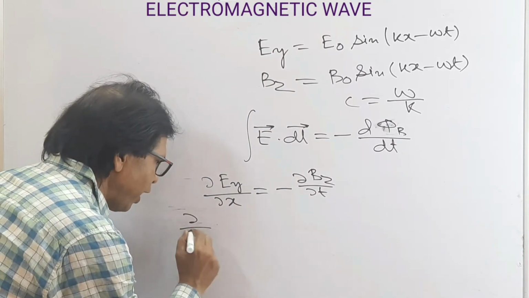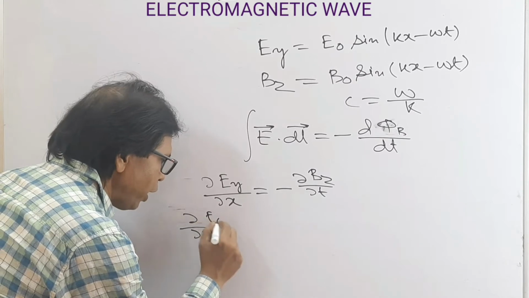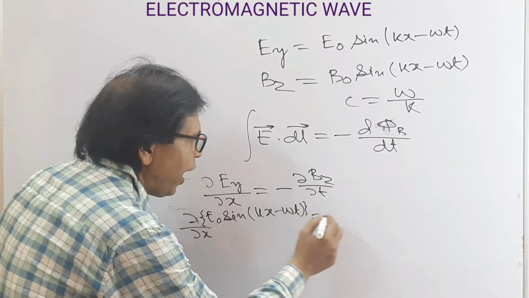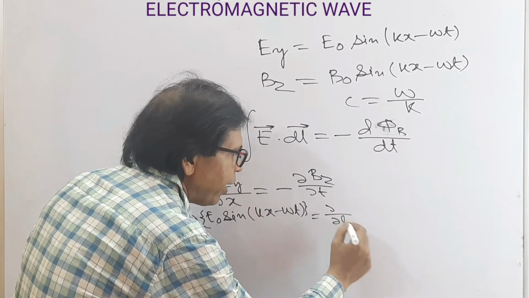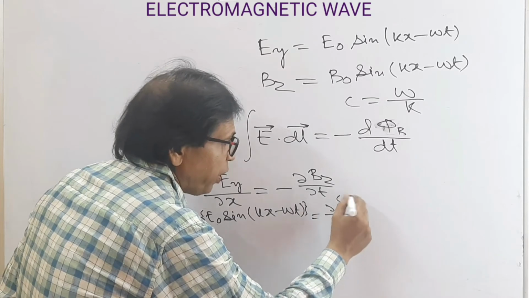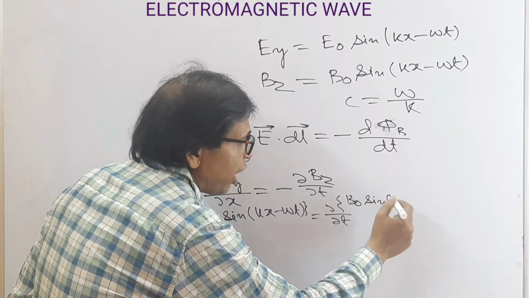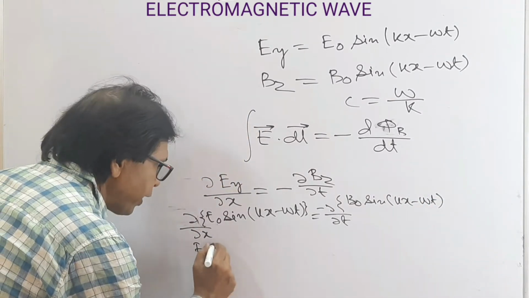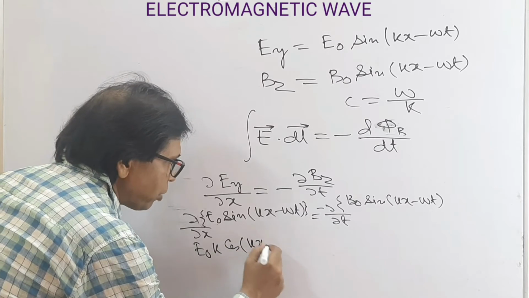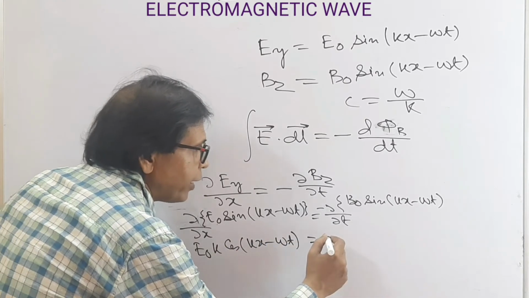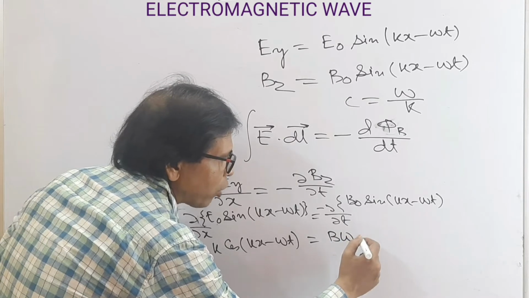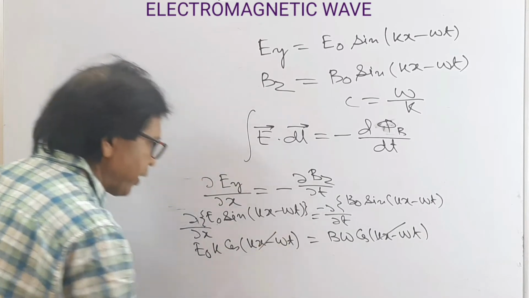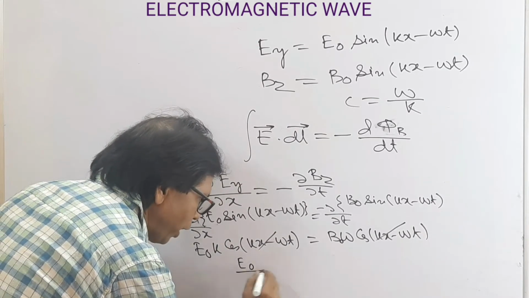Now Ey is E naught sine of kx minus omega t, and Bz is B naught sine of kx minus omega t. Okay, so this gives E naught k cos of kx minus omega t, and this is B naught omega cos of kx minus omega t. Now this and this cancel out. Look at this, this is E naught by B naught.